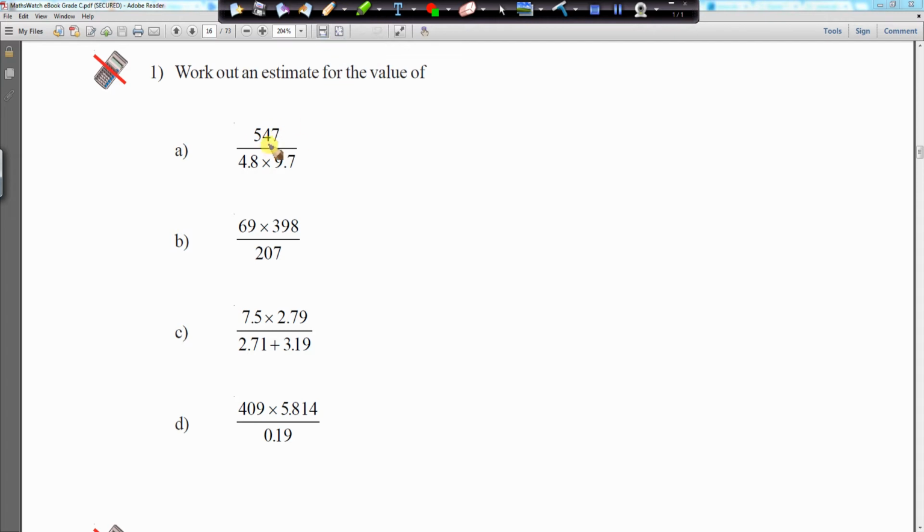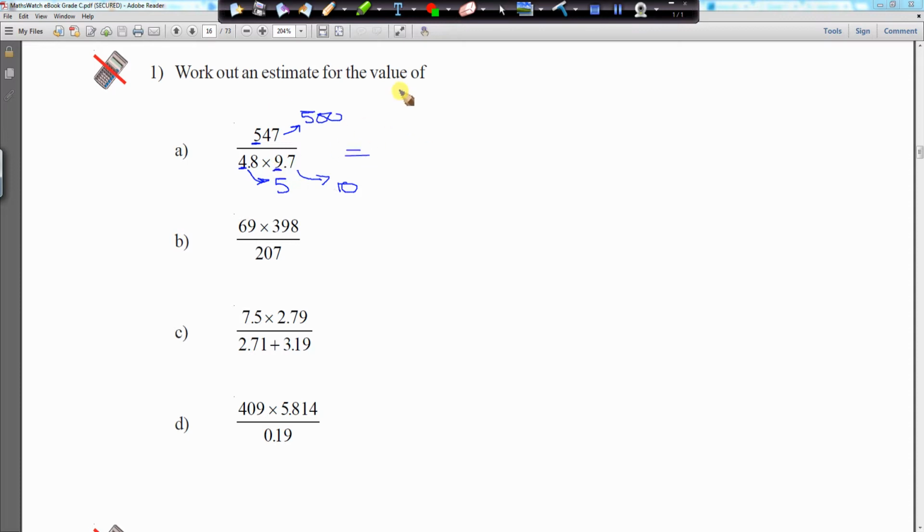547. The best way to look at these estimation questions is to look at the highest place value. For 547, the highest place value is hundreds, so we round to the nearest hundred. Because it's less than halfway, it becomes 500. 4.8, the highest place value is the units, so round to the nearest unit, which gives 5. 9.7, the highest place value is a unit. If we round to the nearest unit, that gives us a nice 10, because it's more than halfway to the next number.